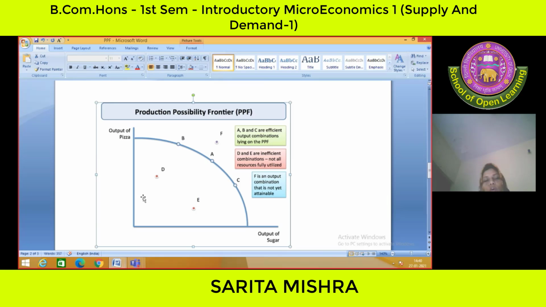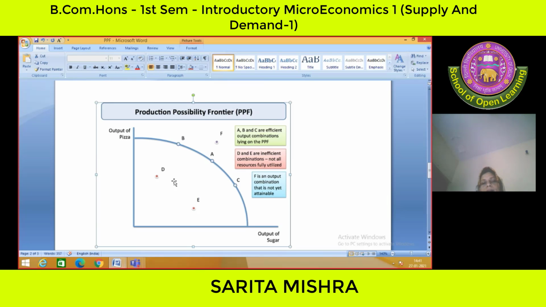Okay, so that means for all these points inside this area, there is always a scope to increase the production of one good or the other without sacrificing any unit of the other good. Fine. So these points are inefficient points. Similarly, consider the point F, which is outside the production possibility frontier. Now, what about this point? This point represents a combination of the two goods which cannot be attained given the resources and technology. Fine. Now, to move towards this point, what is required? What is required is more resources or advancement in technology or both.